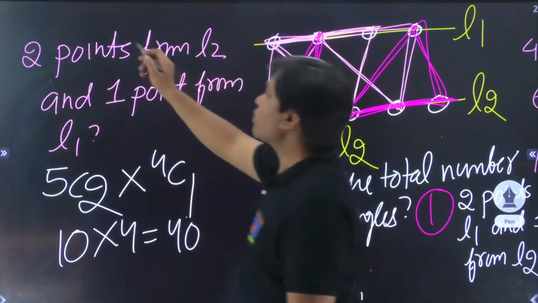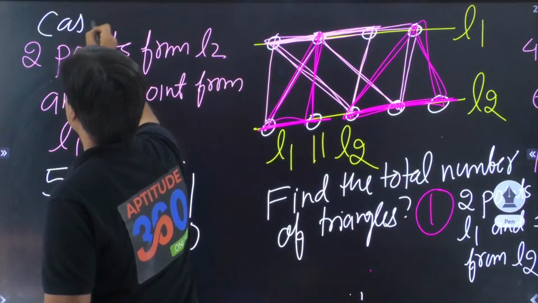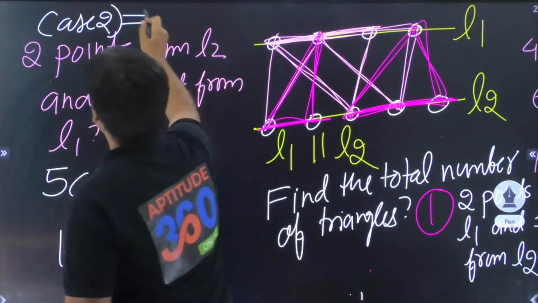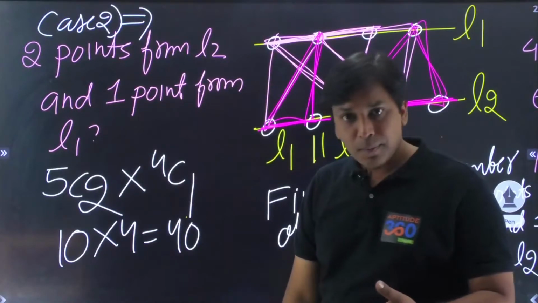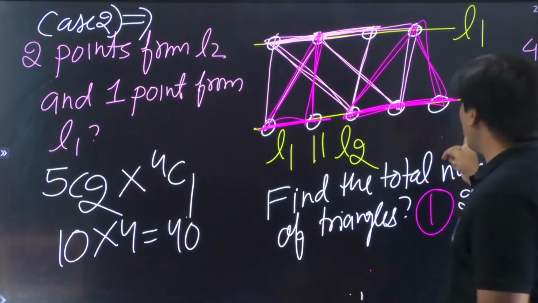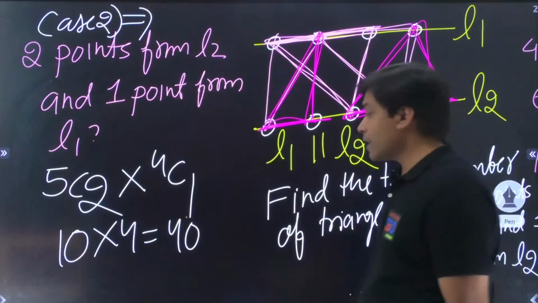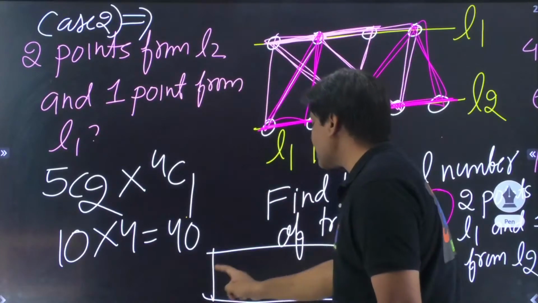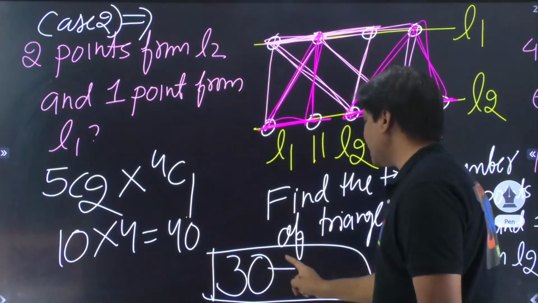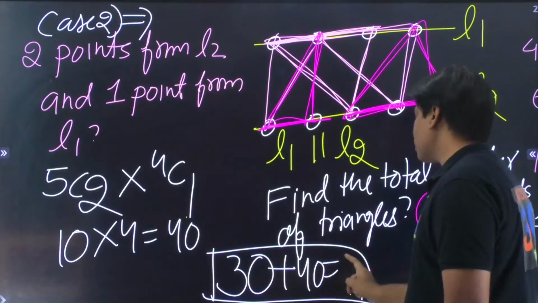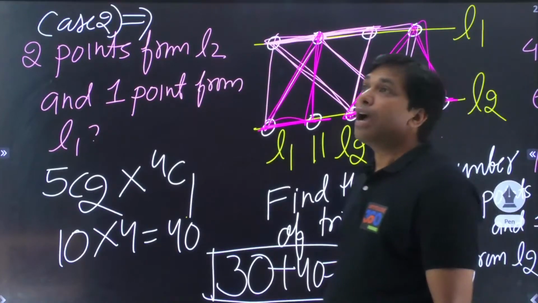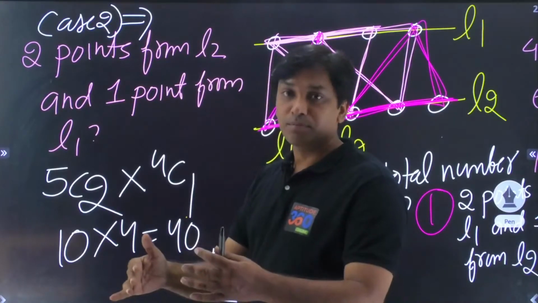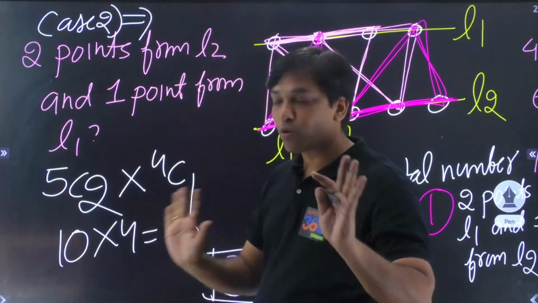Right? This was case 2. So case 1 got you 30 triangles, whereas case 2 is getting you 40 triangles. So what is going to be the total number of triangles? It is going to be case 1, 30, plus case 2, 40. The total number of triangles that are coming is nothing but 70. The problem is simple now. Is this okay?